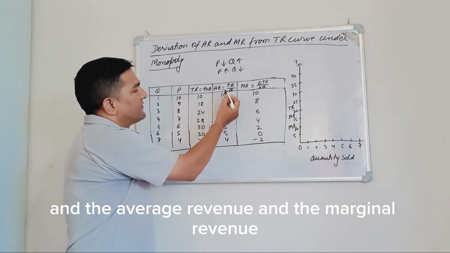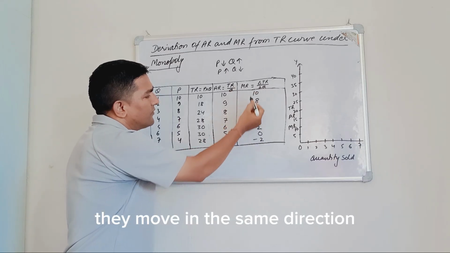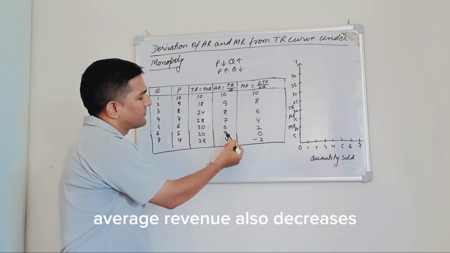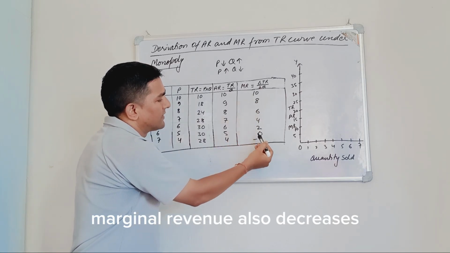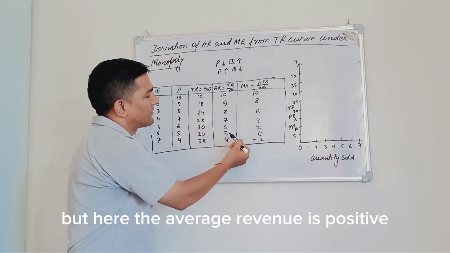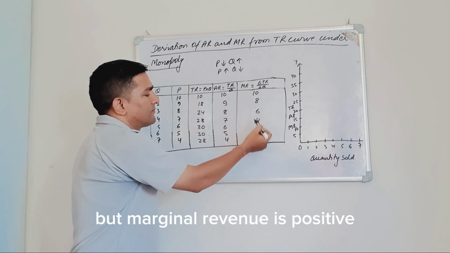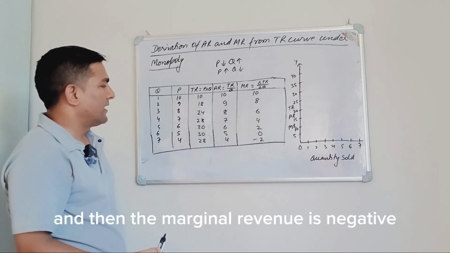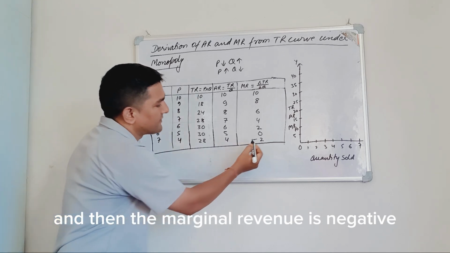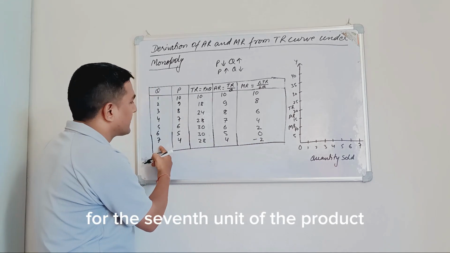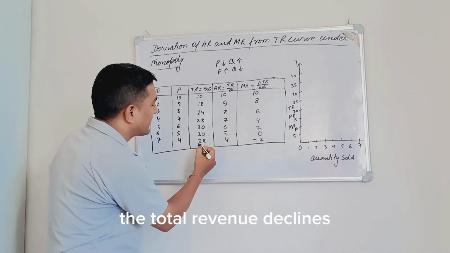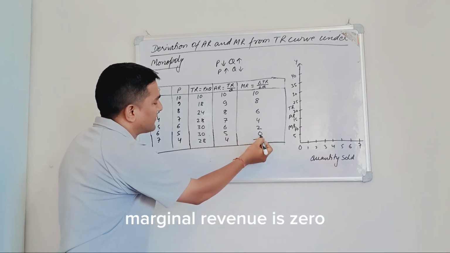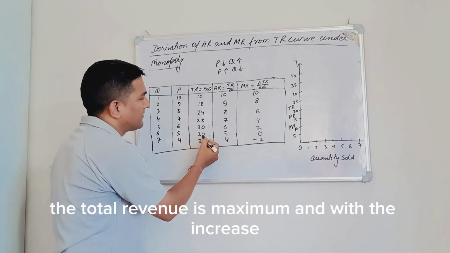And the average revenue and the marginal revenue, they move in the same direction. That means as the quantity sold increases, average revenue also decreases, marginal revenue also decreases. But here the average revenue is positive, while marginal revenue can be 0 or it can be negative. And when the marginal revenue is negative for the 7th unit of the product, the total revenue declines. It becomes 28. And when marginal revenue is 0, the total revenue is maximum.